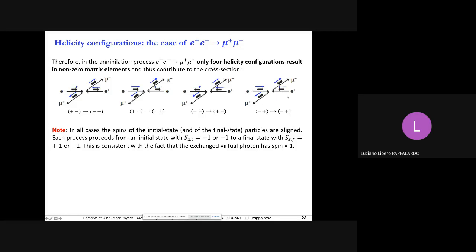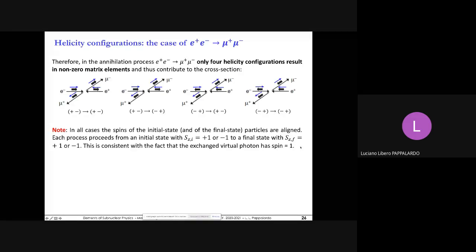This means that since they are fermions, each coming with spin 1/2, the initial state has always spin 1 or -1. And also the final state has only spin 1 or -1. And this is exactly what we want, because we know that the particle that we exchange, which is a photon, is a vector particle, so it has spin 1. So in order to have angular momentum conservation, this is indeed exactly what we need. We have spin 1 or -1 in the initial state, spin 1 or -1 in the final state, which makes sense because we are exchanging a spin 1 particle, the photon.